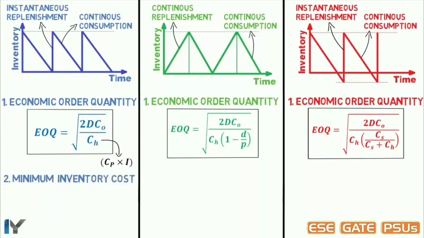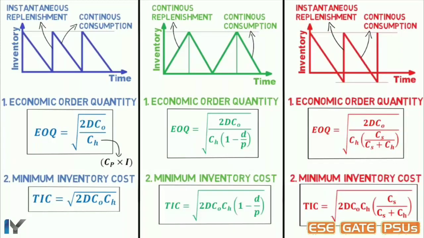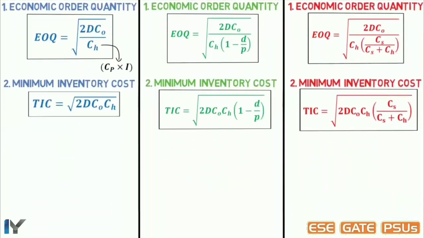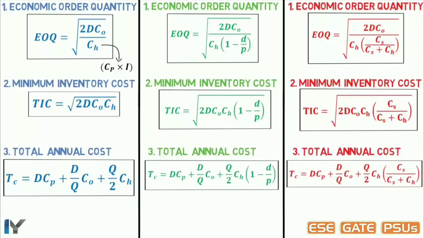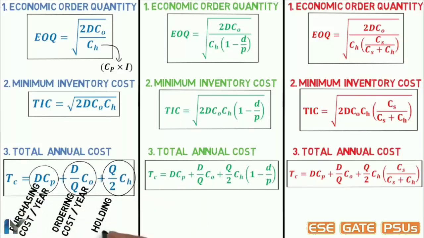Now the minimum inventory cost formula: total inventory cost equals square root of 2D CO CH for the first model, and for the remaining models also the formula is the same except for the holding cost term. The third formula is of total annual cost, which is DCP plus D by Q times CO plus Q by 2 times CH. Again the same formula for the remaining models also, only the holding cost term is changed. Here note this point: total annual cost consists of purchasing cost per year, ordering cost per year, and holding cost per year. But for the third model, shortage cost per year will also be included. Here don't get confused with two ordering cost and two holding cost notations.